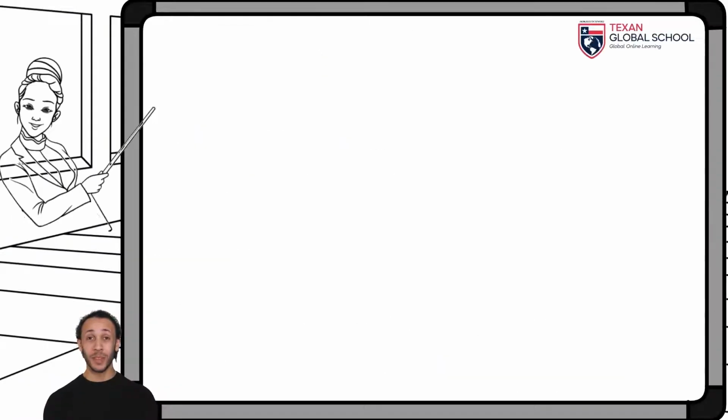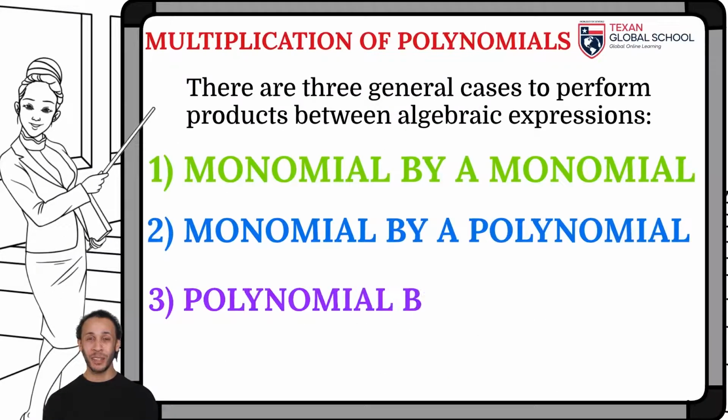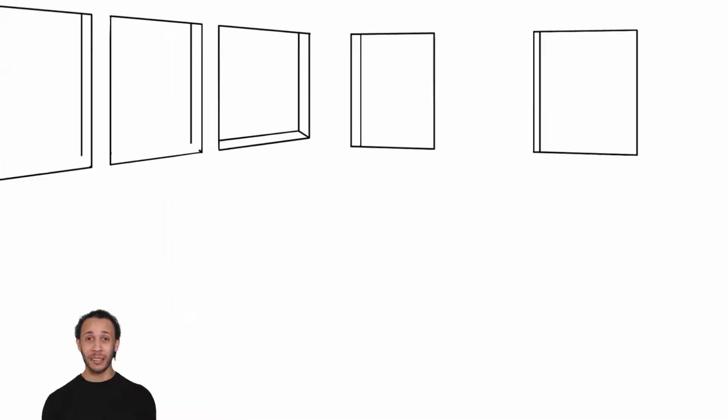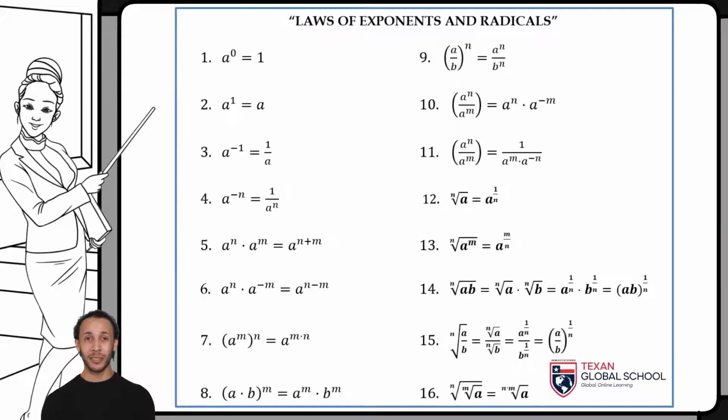Multiplication. There are three general cases to perform products between algebraic expressions: monomial by a monomial, monomial by a polynomial, and polynomial by a polynomial. It is essential to have the laws of exponents analyzed in previous classes to perform these types of operations.